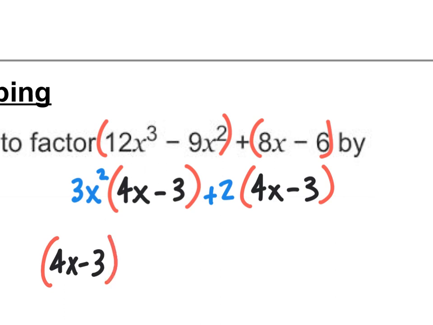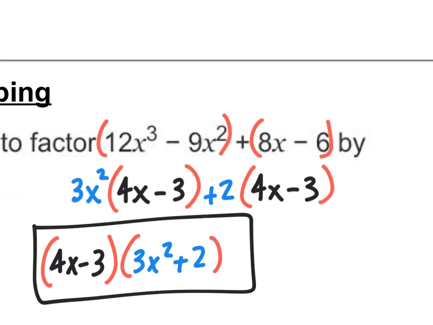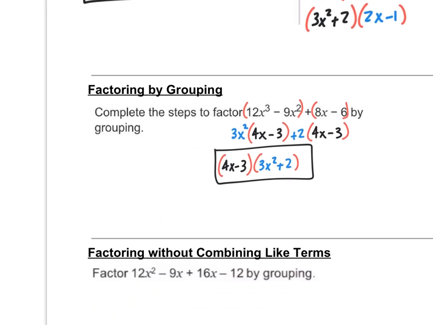And then what am I left with? I'm left with a 3x squared and a plus 2. So I'm going to do 3x squared and then plus 2. And that's it. And then it's factored. That's our answer. So that's just factoring by grouping.